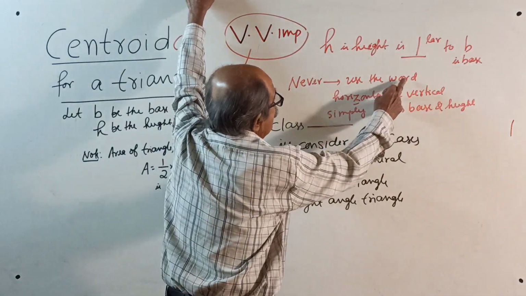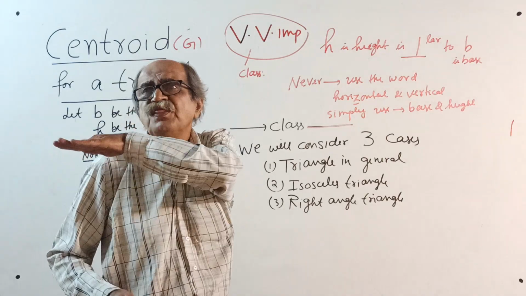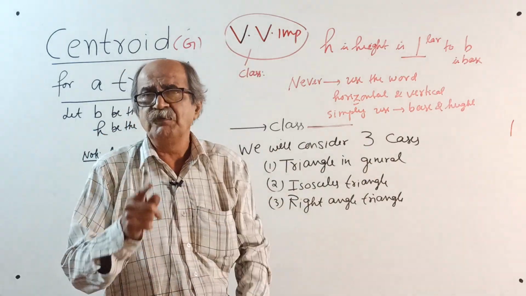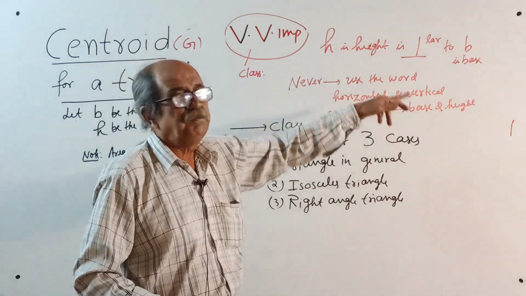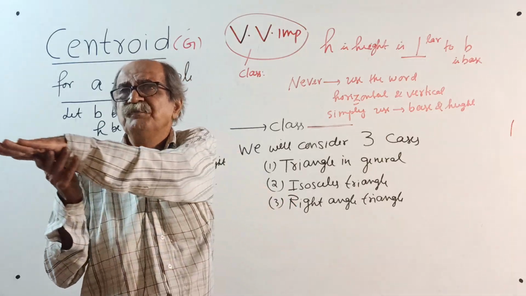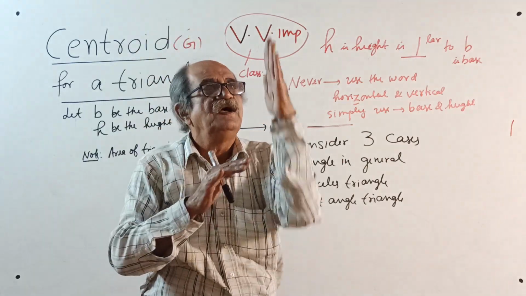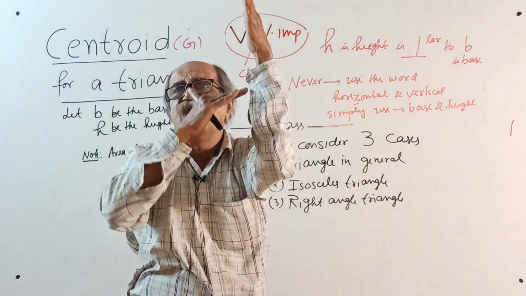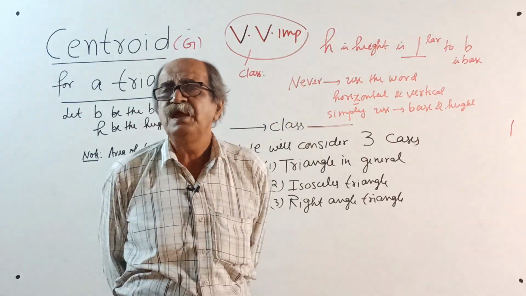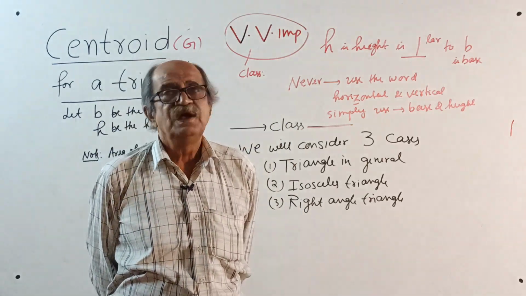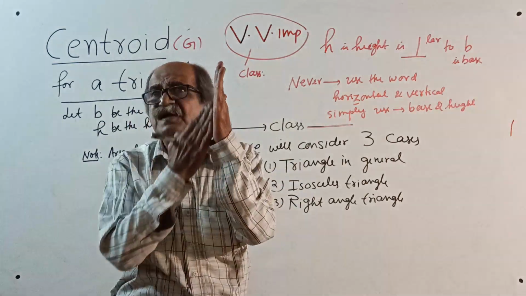Never use the words horizontal and vertical. Never learn by heart that horizontal is base and vertical is height, because problems will come. Height is perpendicular to the base. If the base is horizontal, height is vertical, or if the base is vertical, height is horizontal. So here, height does not mean what it means in common language, where height is vertical. No, here height means with respect to the base.